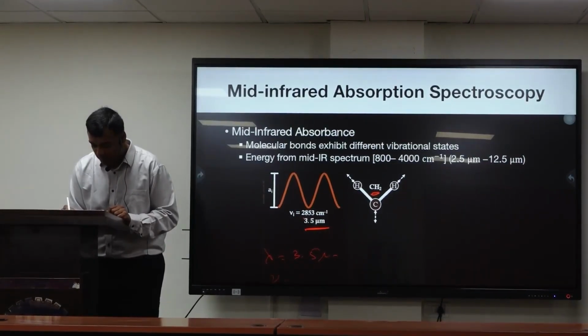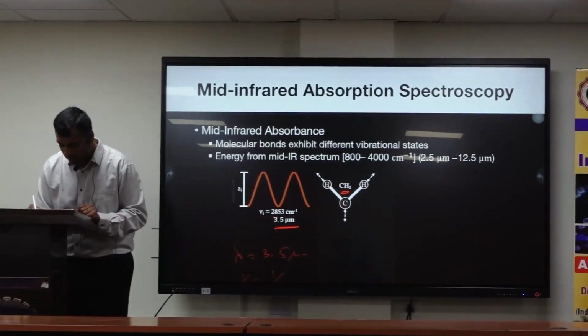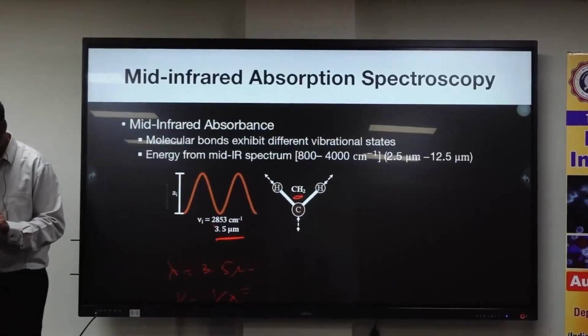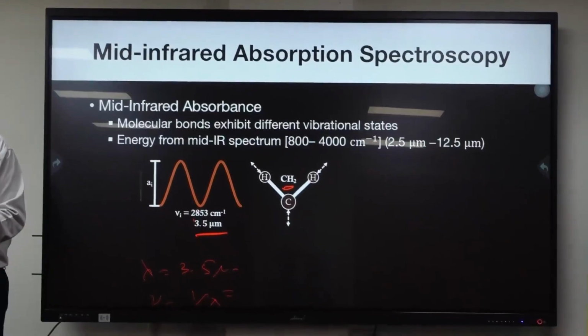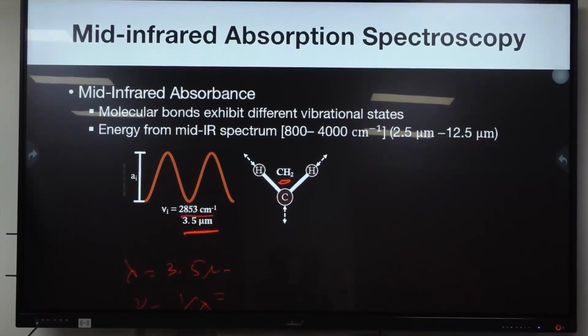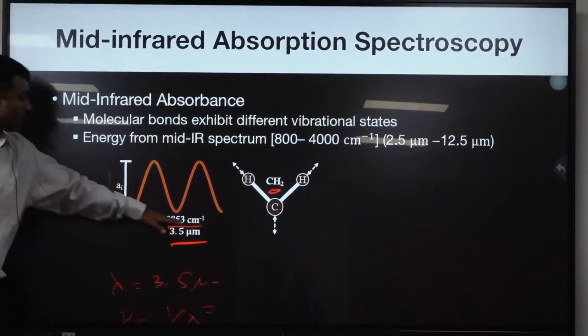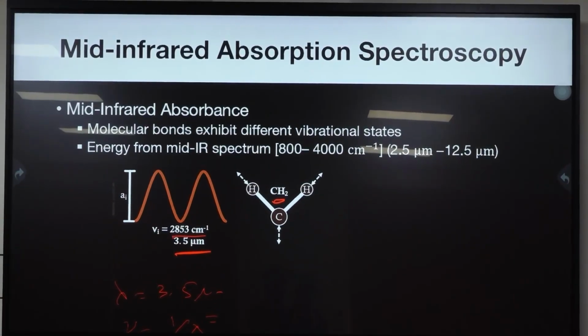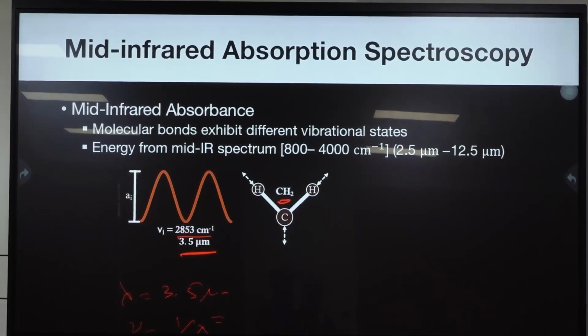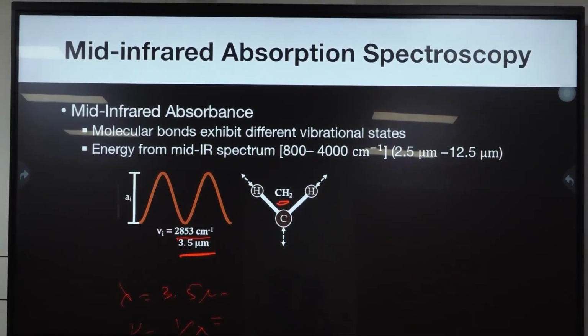Wave number, which is 1 over lambda. That is common because of historic reasons. If you use wave number here, it is 2853. In this case, 2853 is the wave number. So people talk in wave numbers, rather than frequency, in this field of spectroscopy.